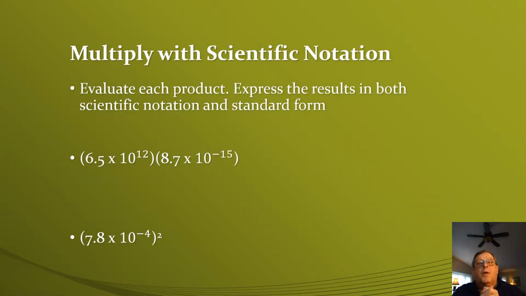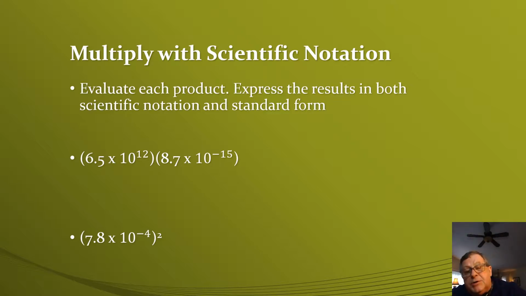All right, well, now we're going to multiply with scientific notation. So it says evaluate each product, express the results in both scientific notation and standard form. So I got 6.5 times 10 to the 12th power times 8.7 times 10 to the negative 15th power. So I got two expressions in scientific notation. And we're first going to express the results in scientific notation.